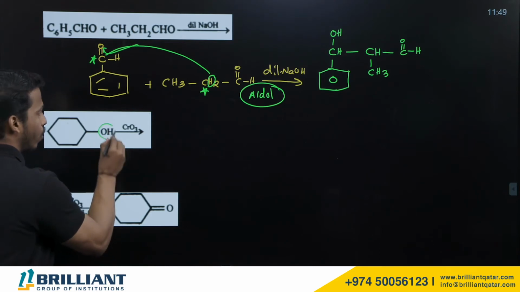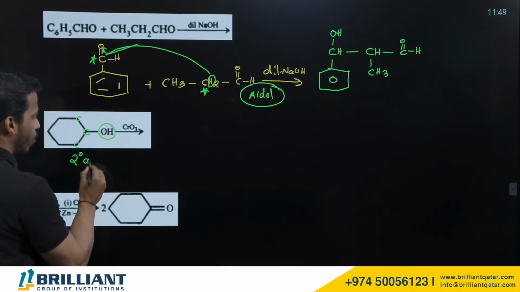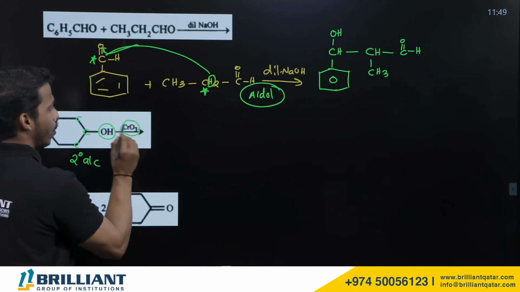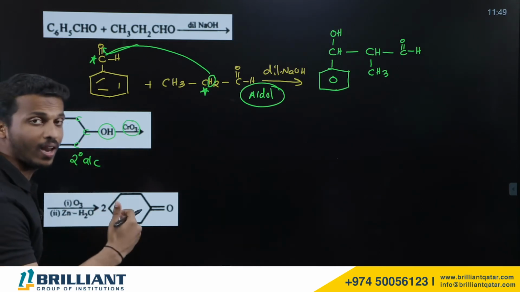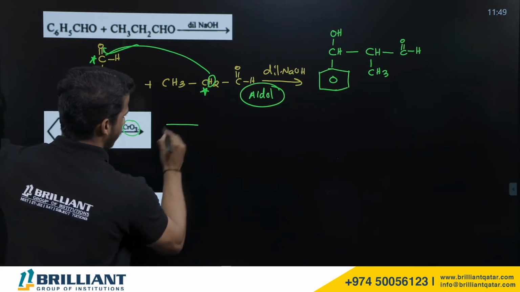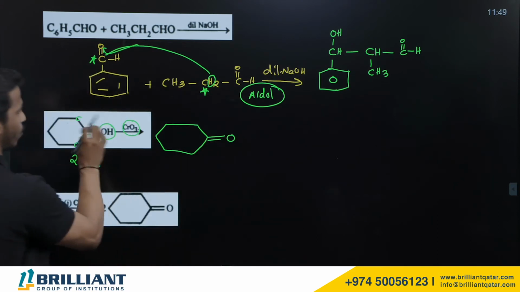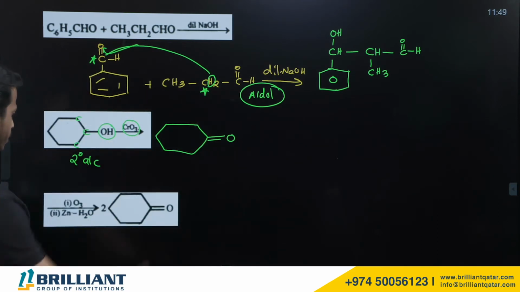Next one, this is a secondary alcohol. So the alcohol carbon is directly connected to 2 carbons. It's a secondary alcohol. CrO3 is an oxidizing agent. You know, secondary alcohol on oxidation, the product is a ketone. Secondary alcohol on oxidation, product is a ketone. The alcohol part is converted to ketone, cyclohexanone.